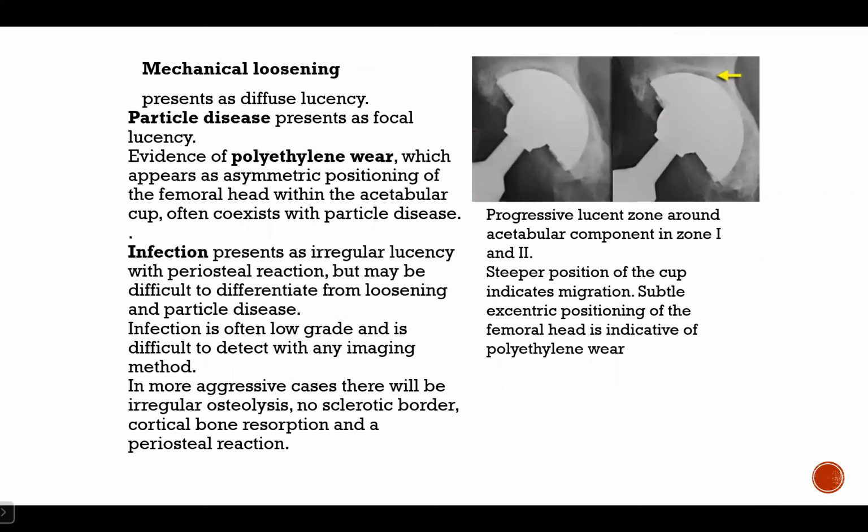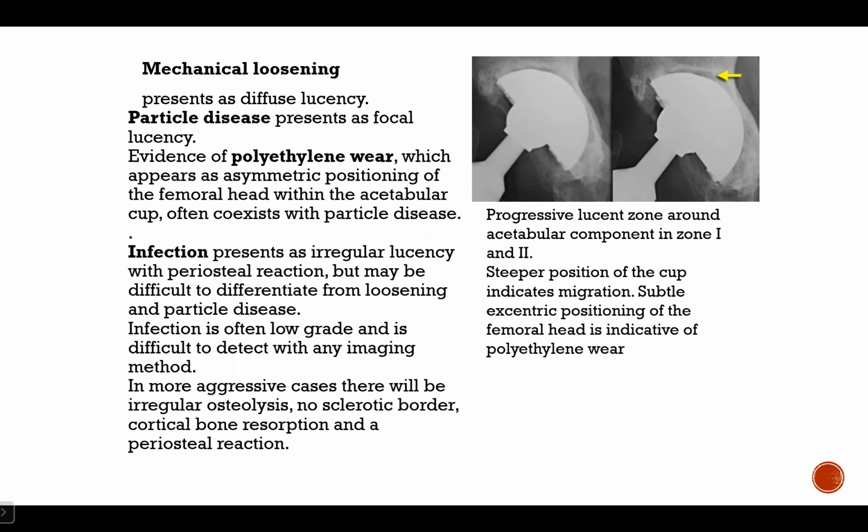First of all, we have mechanical loosening, which presents as diffuse lucency. Particle disease presents as focal lucency, and the evidence of polyethylene wear, which appears as asymmetric positioning of the femoral head within the acetabular cup, often coexists with particle disease. Infection presents as irregular lucency with periosteal reaction, but may be difficult to differentiate from loosening and particle disease. Infection is often low-grade and is difficult to detect with any imaging method. In more aggressive cases, there will be irregular osteolysis, non-sclerotic border, cortical bone resorption, and periosteal reaction.